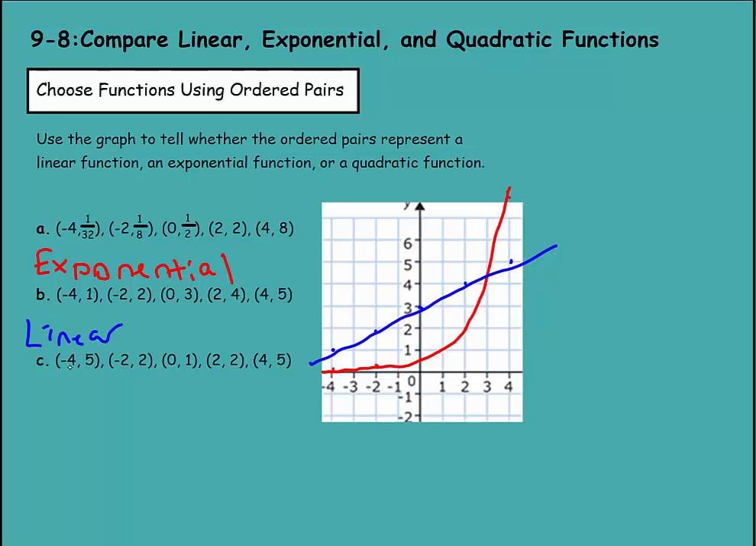Now the final one, we have negative 4 and 5, negative 2 and 2, 0 and 1, 2 and 2, and 4 and 5. Plotting these points out, I'm noticing a parabola shape, which it is. We have this axis of symmetry in the middle, the vertex at the bottom, and we have it going down and up. So that's going to be a parabola, making it a quadratic function.